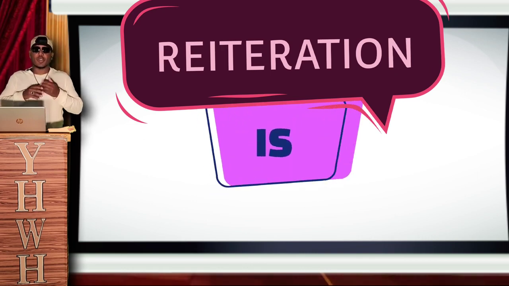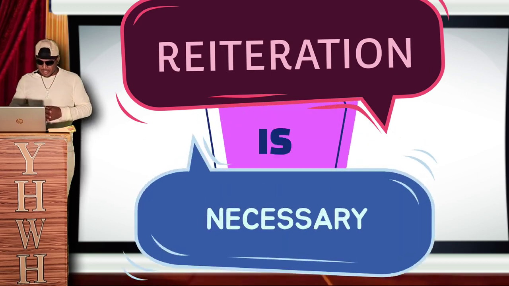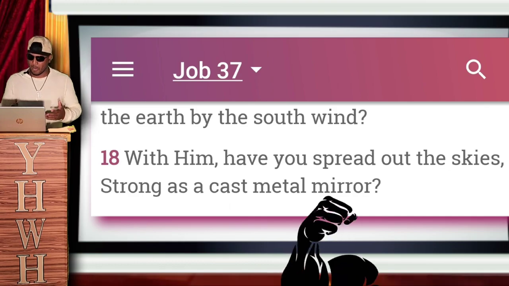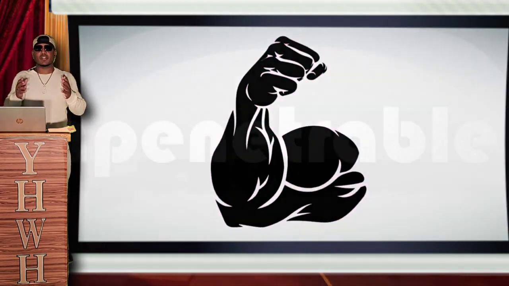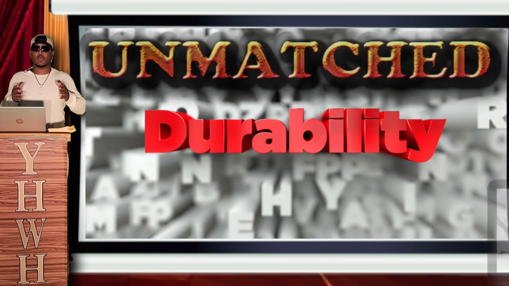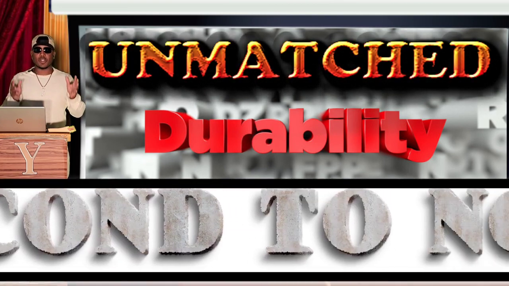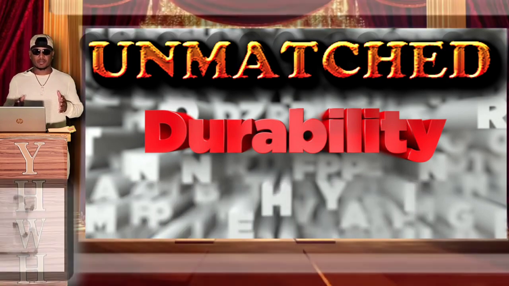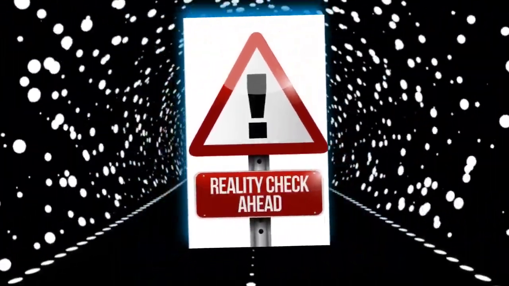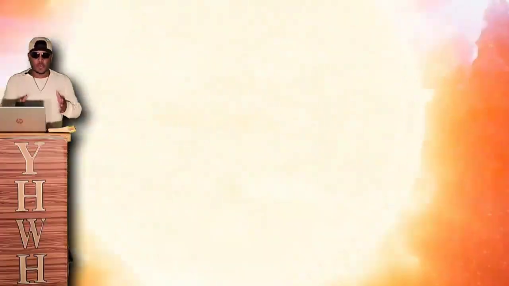See, this is reiterating how he separated the waters from the waters with something solid. Here's the New King James Version. With him, have you spread out the skies, strong as a cast metal mirror? Above us is an impenetrable dome, barrier, vault, tent, sea of glass, roof, ceiling. There's no way to escape it unless God lets us escape it. There's no outer space. I don't know how else to say that. There's no outer, infinite vacuum of space.